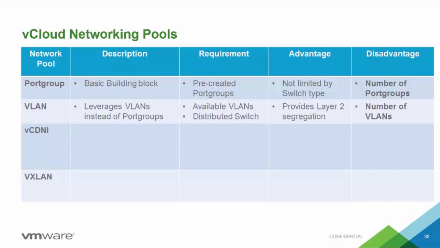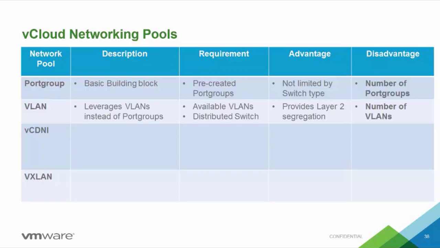VLAN-backed is very similar to port group backed, but what we're doing here is dynamically creating those port groups. So with port group and VLAN, we're going to be using port groups that use VLANs for the segregation. The only difference really is that the VLAN-backed pool will dynamically create those for us. So an advantage of that is it provides dynamic layer 2 segregation. One disadvantage, and it's very similar to the port group one, is that we're limited by the number of VLANs that we have available on our physical infrastructure.